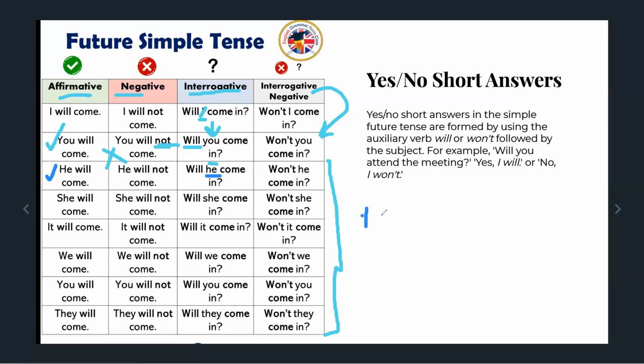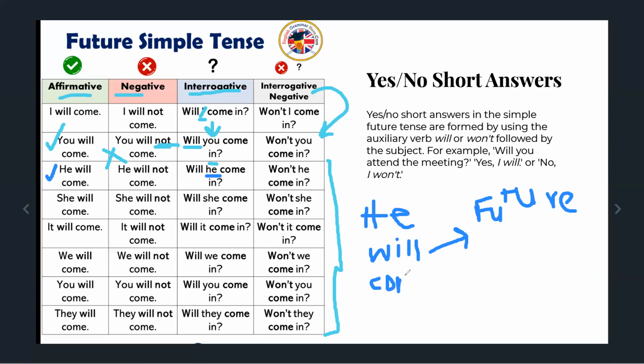Here I'm going to write it. He is the subject. Will is our auxiliary verb to mark that it's future. Sorry for my letter. And come is the main verb. He will, sorry, he will come. Okay? And if you want to ask this, you're going to say, won't he come?